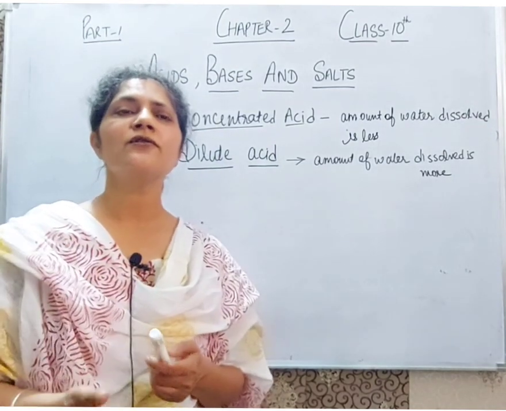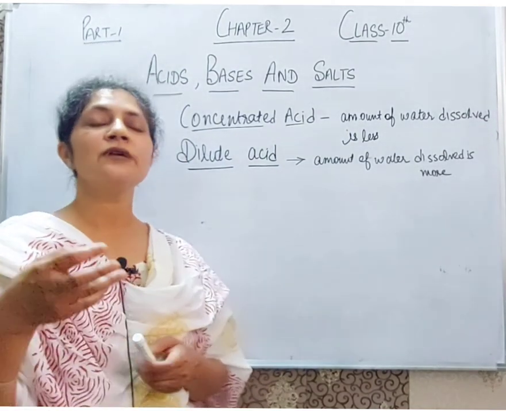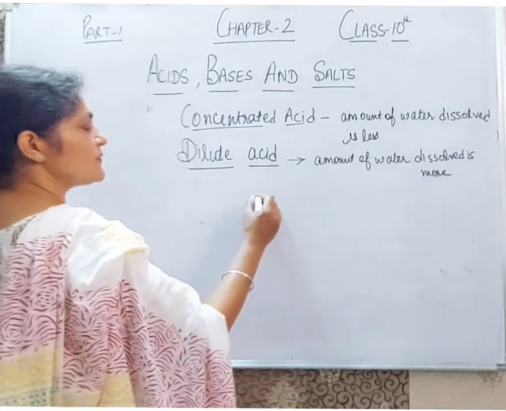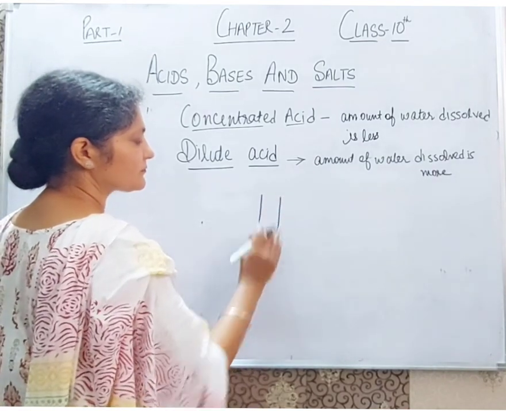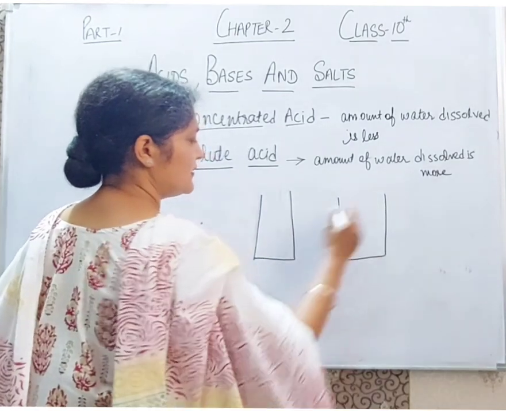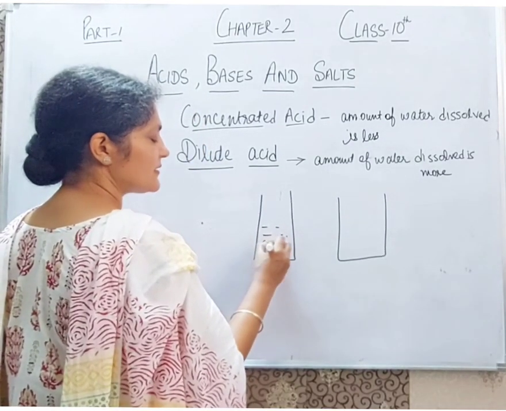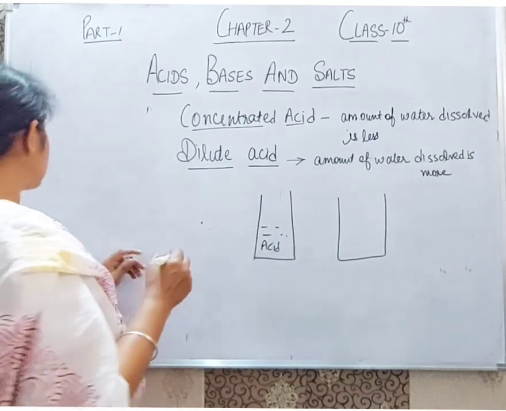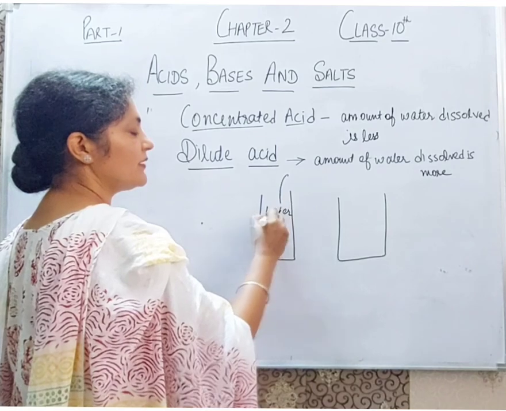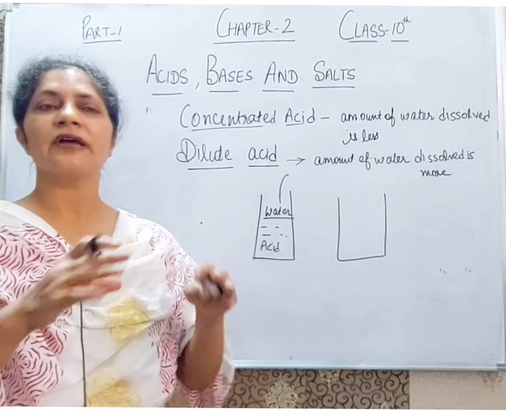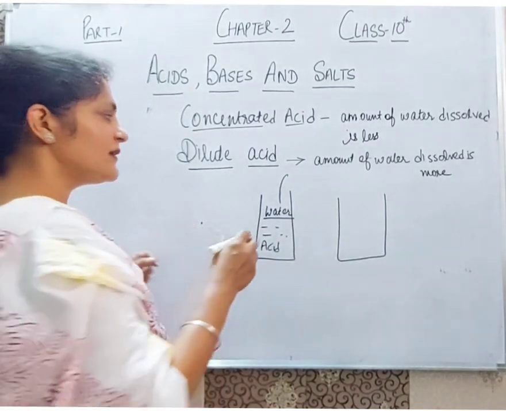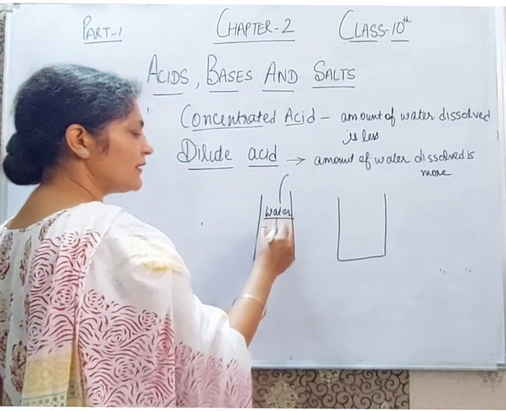Now students, another question arises: if we want to dilute a concentrated acid, how will we dilute it? Suppose I have one beaker and another beaker. Here I have acid. How can I dilute this acid? If I put water here, it is a very strong exothermic reaction. A lot of heat is produced. So it is not possible to add water to the acid.